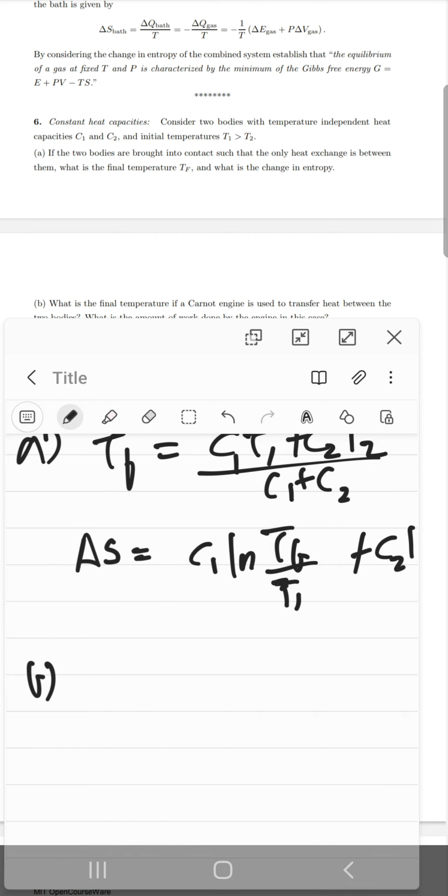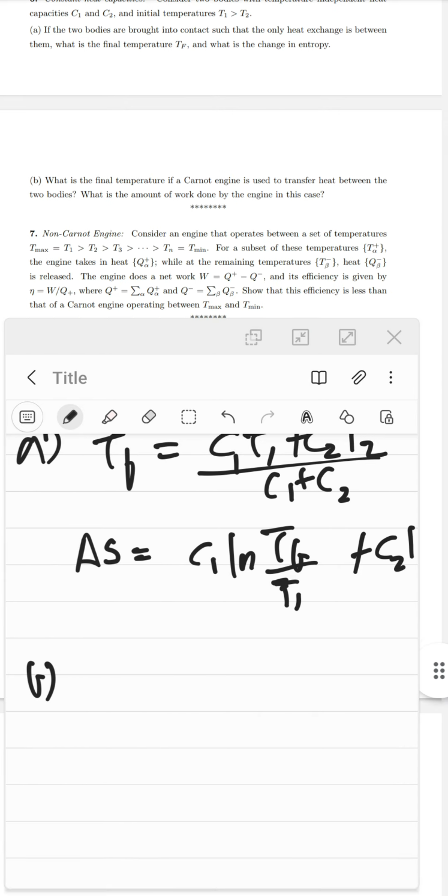Next, B is: what is the final temperature if the Carnot engine is used to transfer heat between the two bodies? What is the amount of work done by the engine in this case? Final temperature of the Carnot engine used to transfer heat between the two bodies. Okay, I get it. Right. So now the heat transfers are not exactly the same. There's some work that's being done.